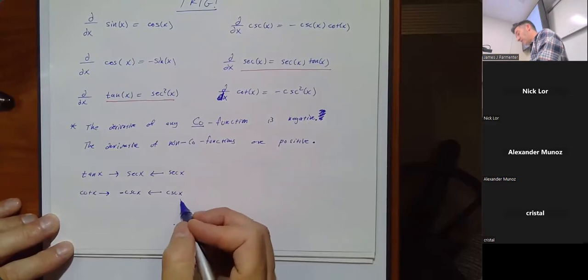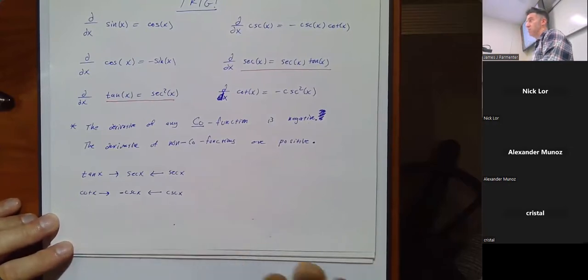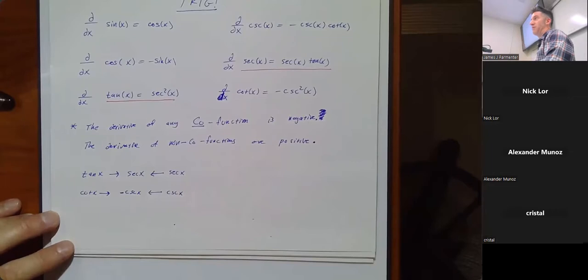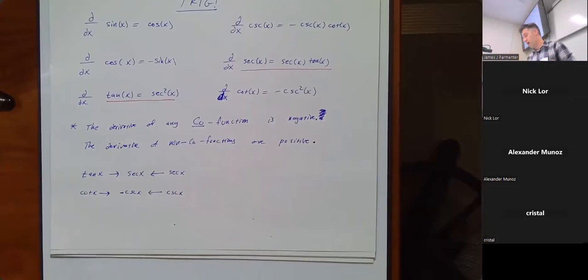And the derivative of cosecant of x is negative cosecant of x times cotangent of x, which is what I just said. There's no saying it differently. So those are a couple ways to know the derivatives of trig functions.